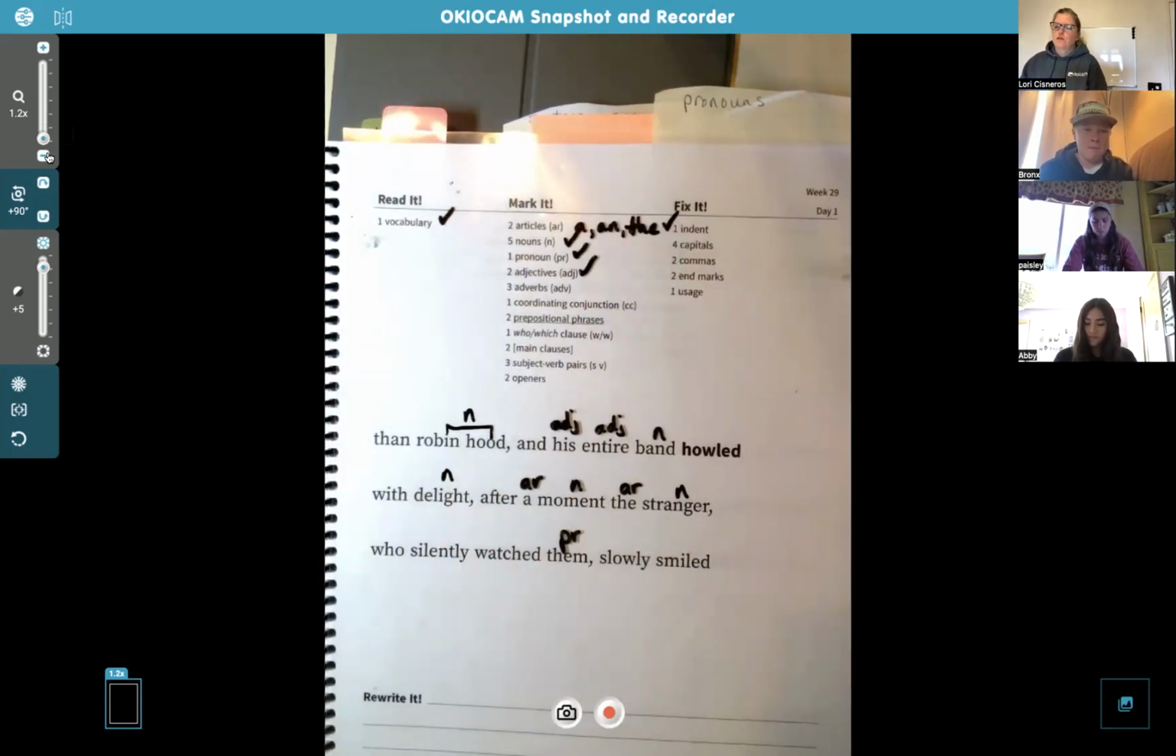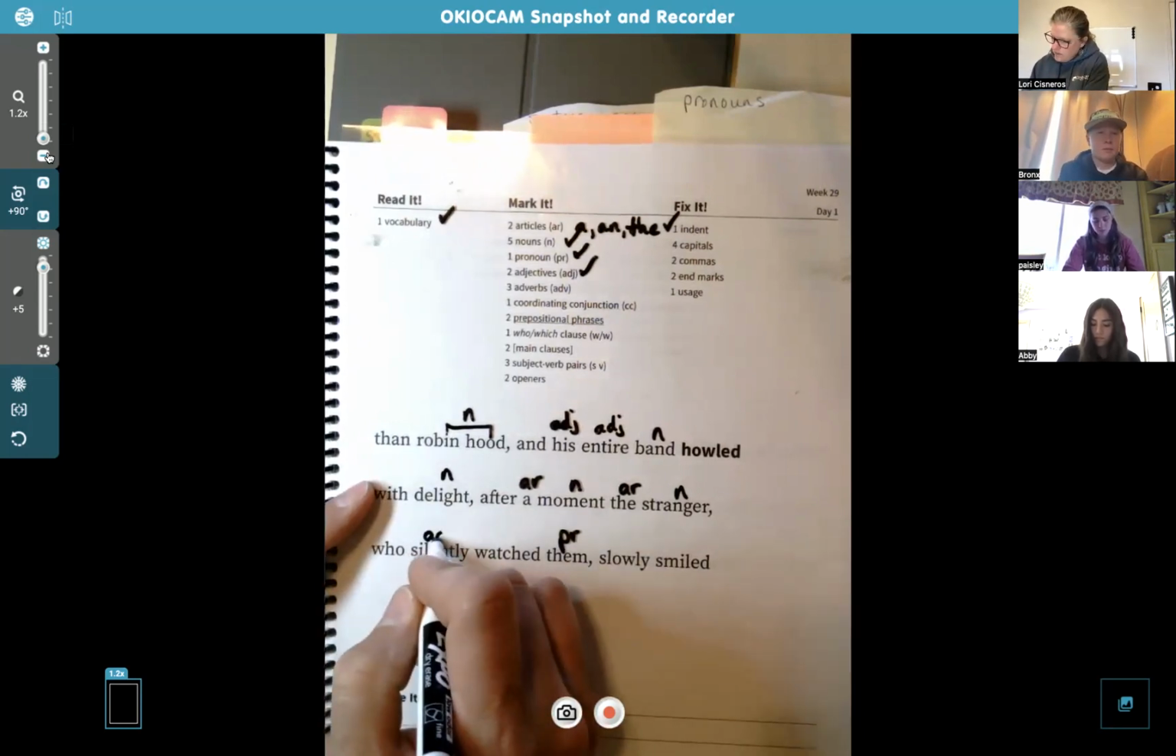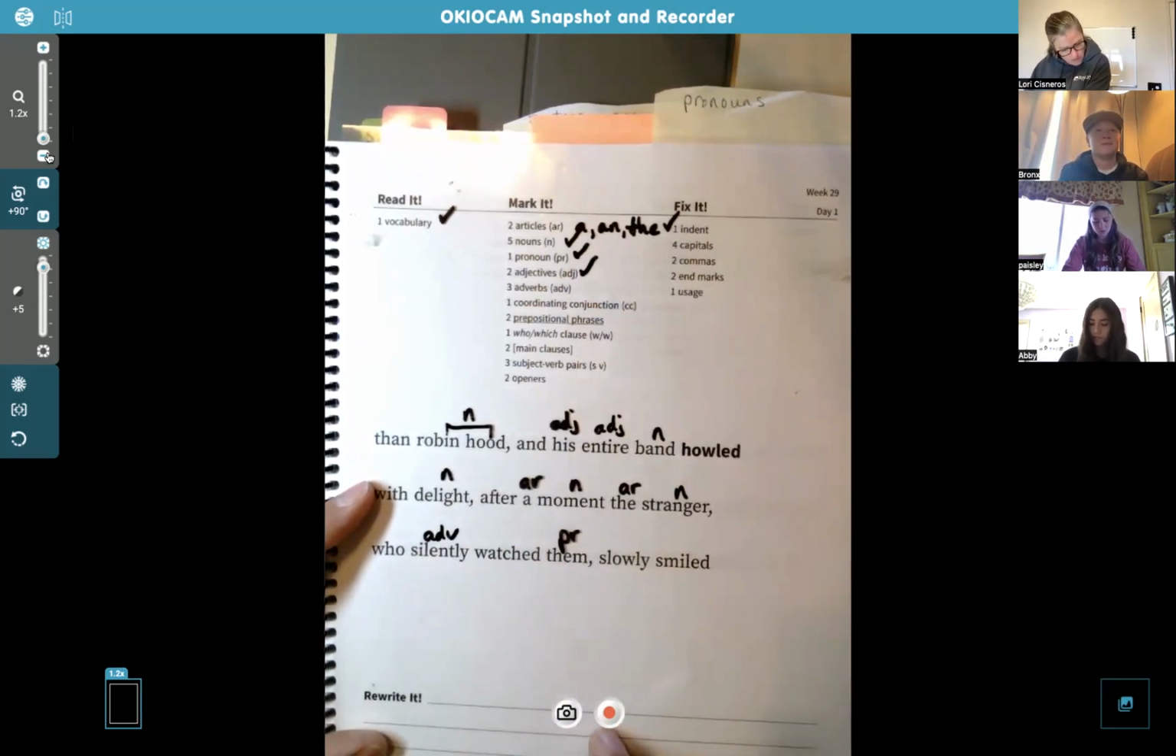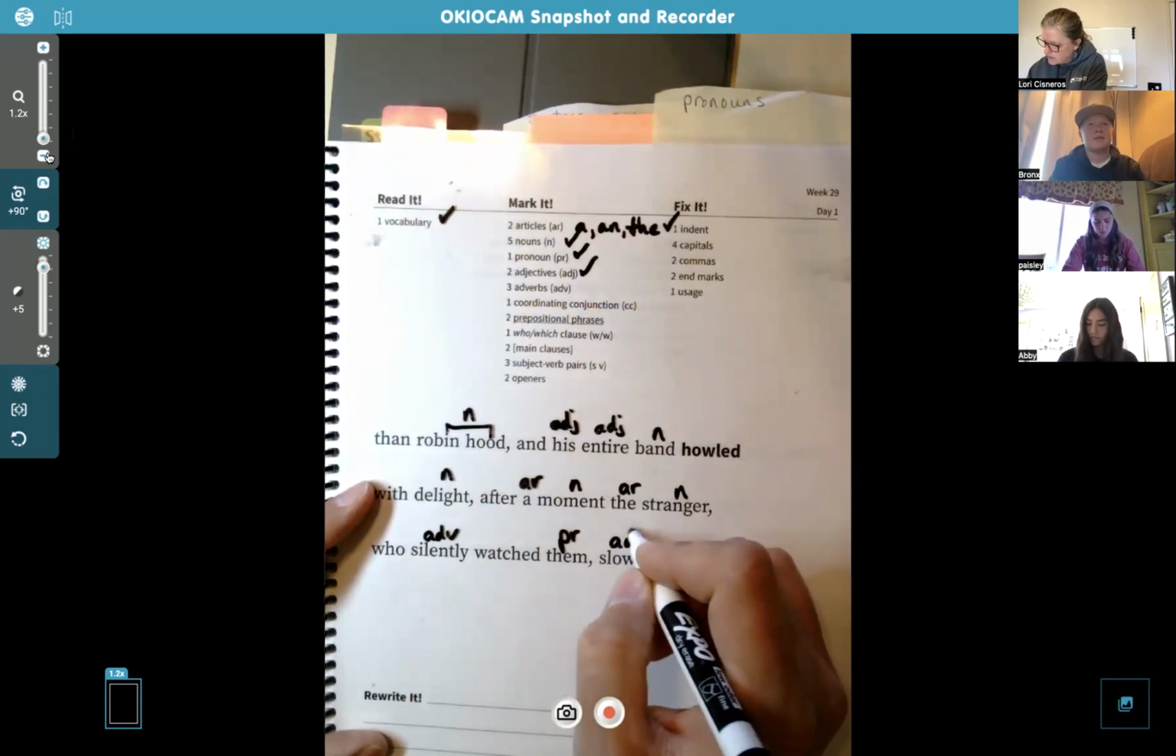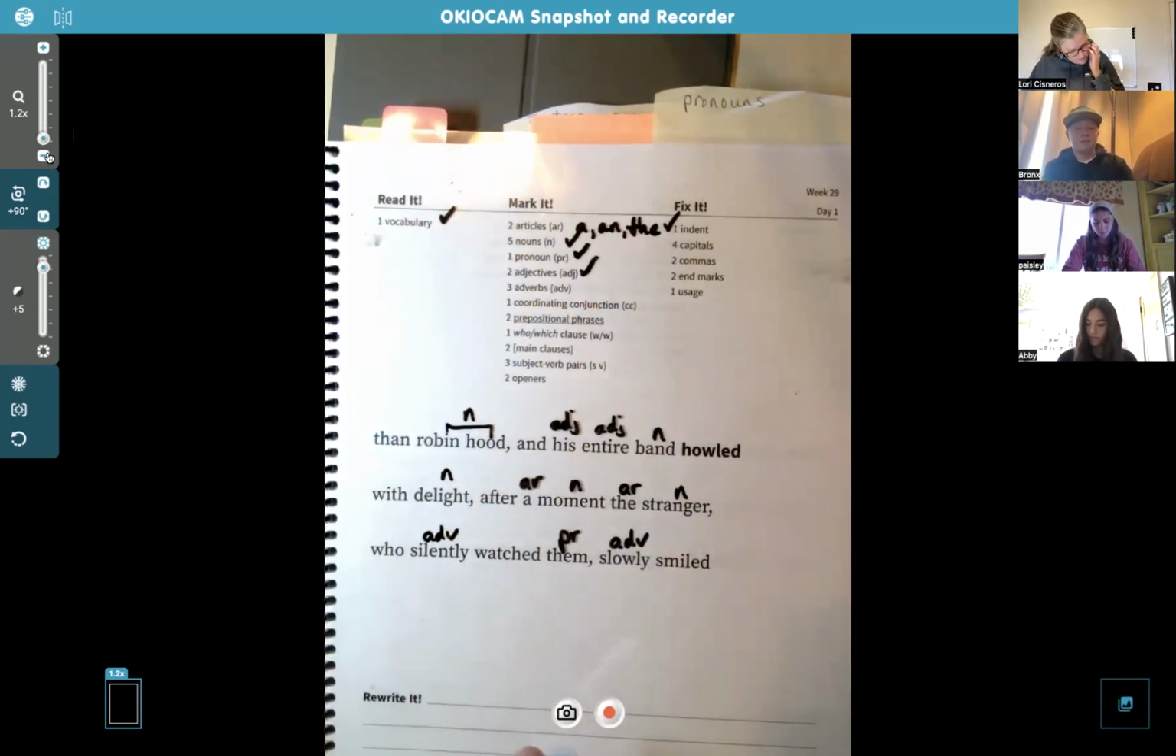Okay, adverbs. Let's go on to Paisley. There's 3 of them. 3 adverbs. Silently, yes, good. That's 1. Slowly, yes. The other one's tricky. I'm going to give you that.